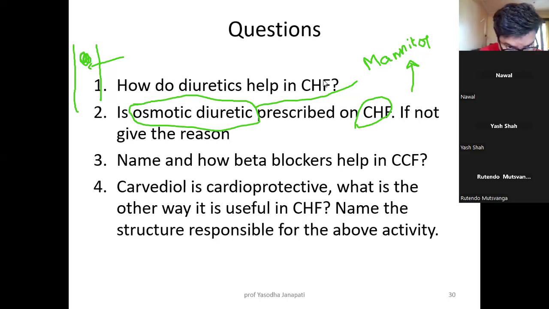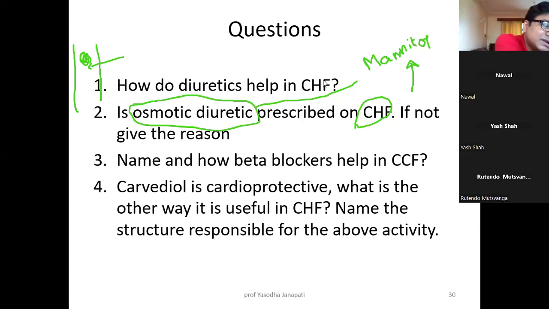Carvedilol is cardioprotective. What is the other way it is useful in CHF? Carvedilol, from what I understood, is a non-selective beta blocker. So it is capable of causing vasodilation, and when it causes vasodilation, it reduces the blood pressure, and by reducing the blood pressure, it has an impact on the cardiac output, it decreases the cardiac output. The structure responsible for the activity is its ability to act on the beta-adrenergic receptors. So you say the carbazole, if I'm not mistaken.